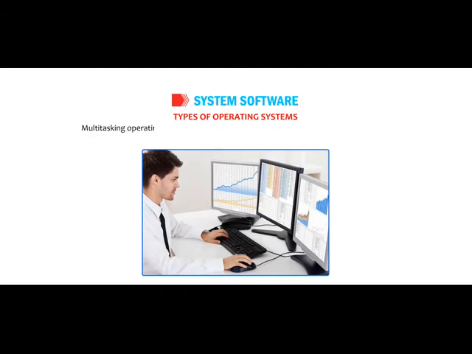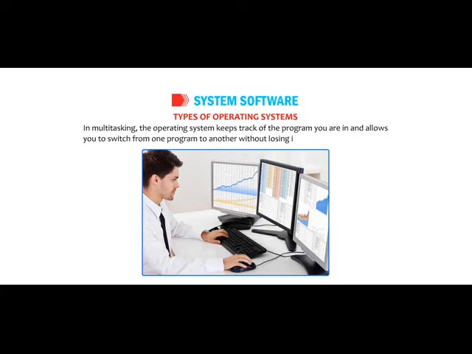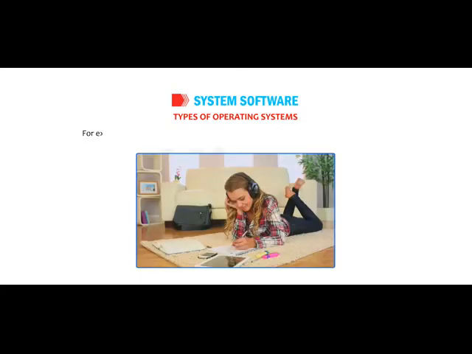Multitasking. Multitasking operating system allows a user to run more than one application programs at the same time. In multitasking, the operating system keeps track of the program you are in and allows you to switch from one program to another without losing information.